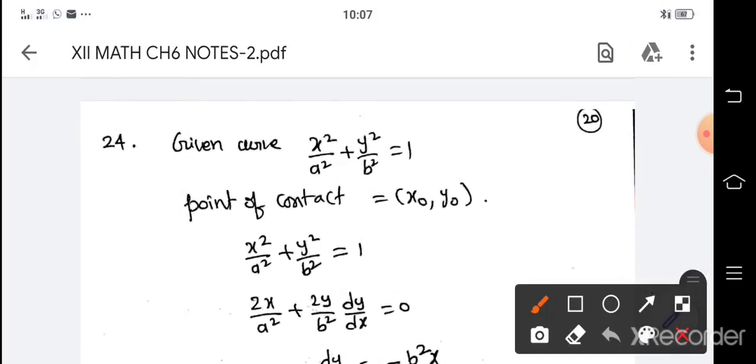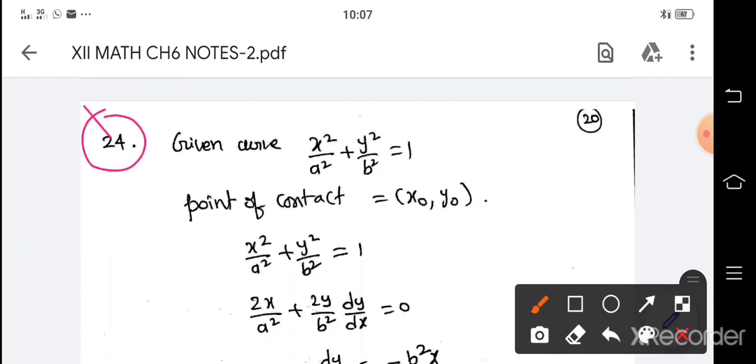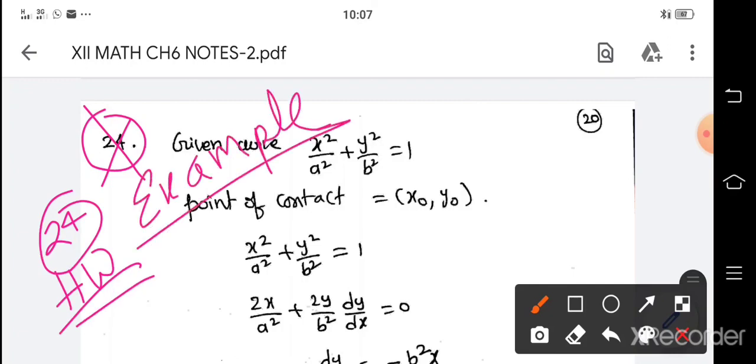Find the equations of the tangents and normals to the hyperbola. That is the 24th question. They have given it for the hyperbola, and I did it for the parabola. Consider this question as an example question, not 24. 24 is homework. I am just discussing it as an example question. They have given it for the hyperbola, I have done it for the ellipse.